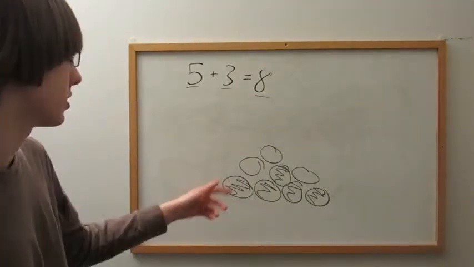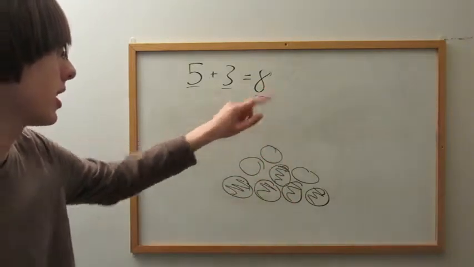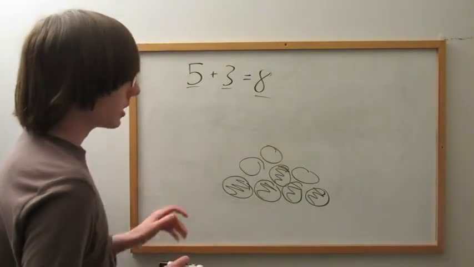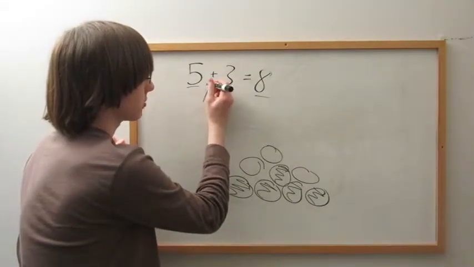Well, you can count it. 1, 2, 3, 4, 5, 6, 7, 8. 8 bouncy balls. So you get an idea where these numbers are coming from now. But let's talk about what these things mean, okay?